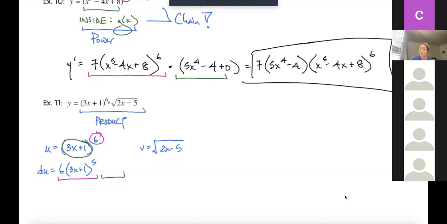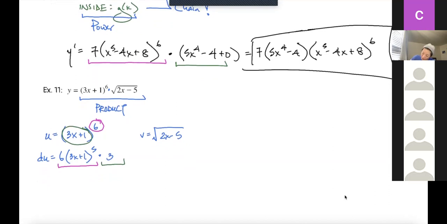Okay, so the derivative of 3x plus 1 is just 3. And so I could write this as 18 times 3x plus 1 to the 5th. Let me pause for a moment and let you write that down. Make sure we understand where that 3 came from.